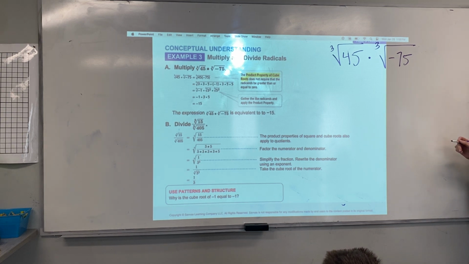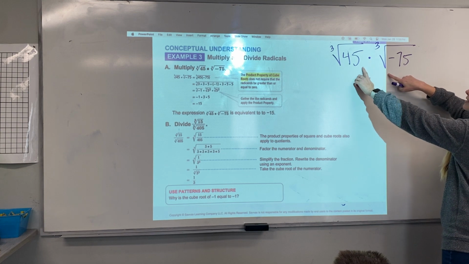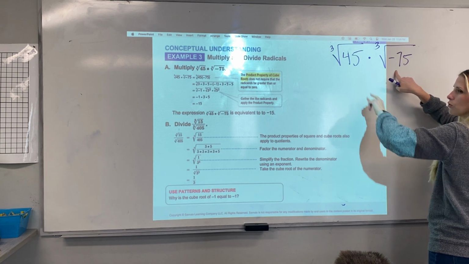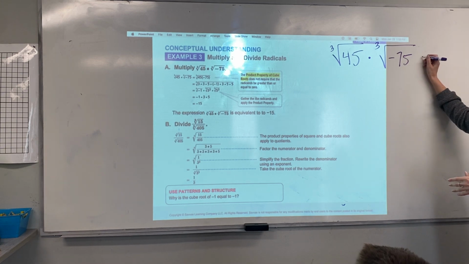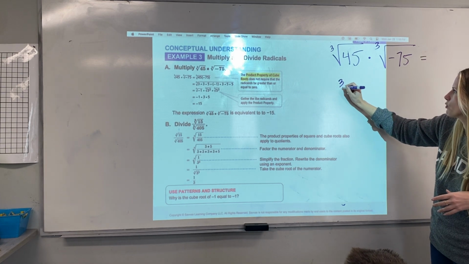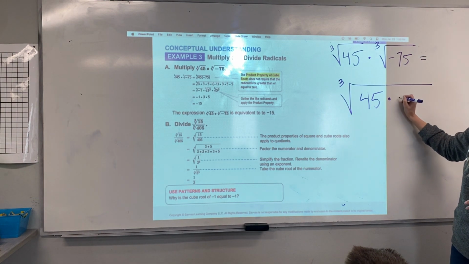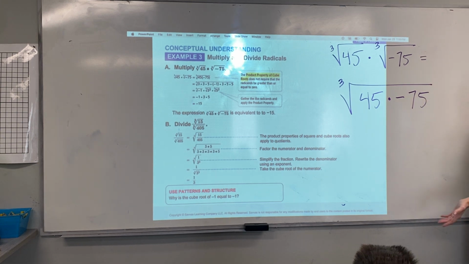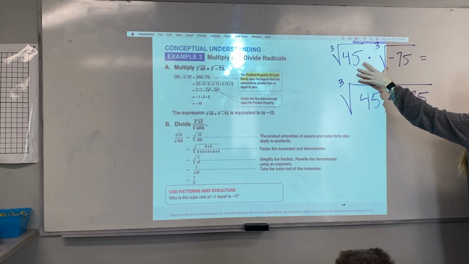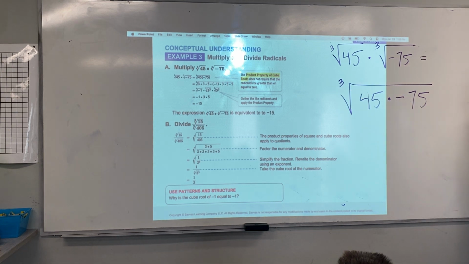Do you agree that since they both belong to the cubed root club, you could rewrite this to be the cubed root of 45 times negative 75? They both belong to the cubed root club, so you could just put them together, the multiplication of 45 times negative 75 in the cubed root club, okay? The cubed root cage, I should say.